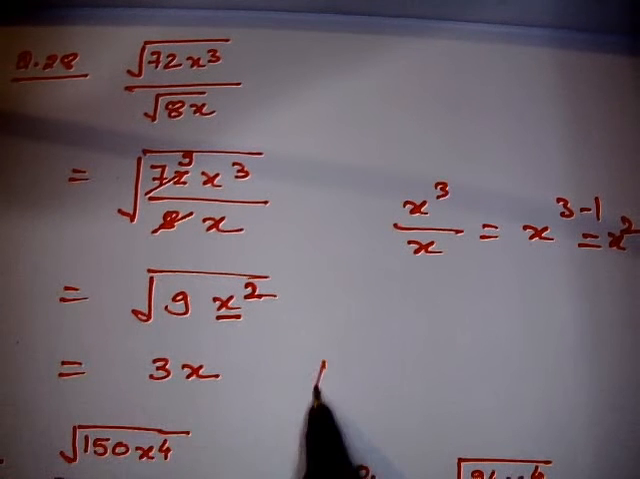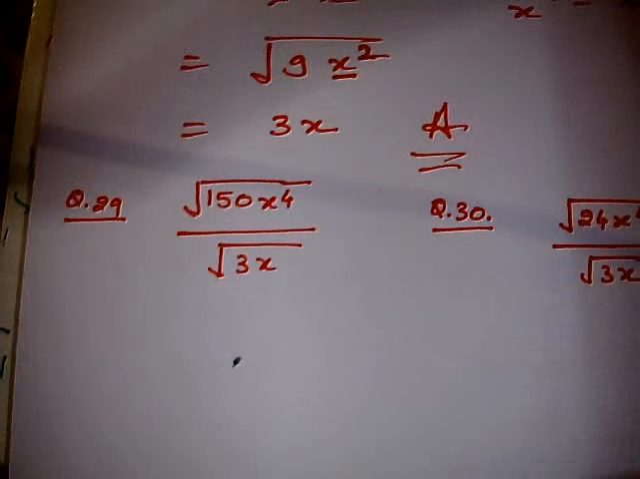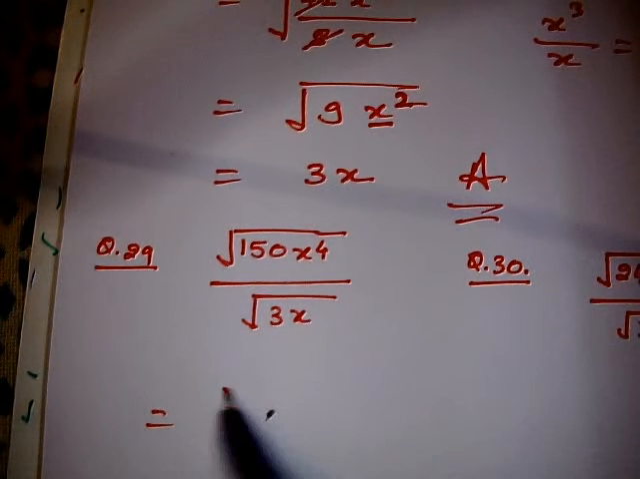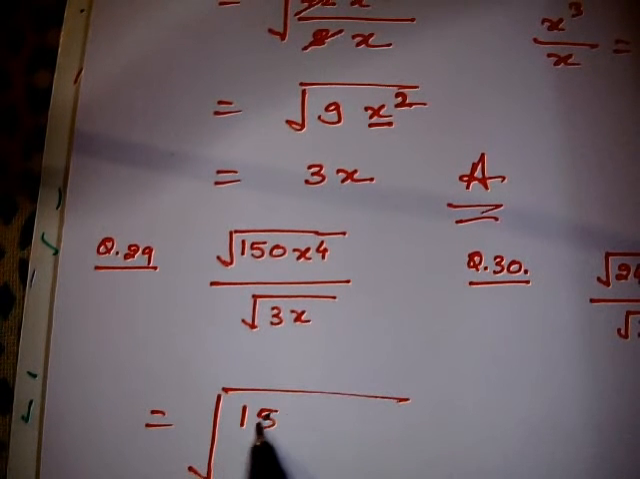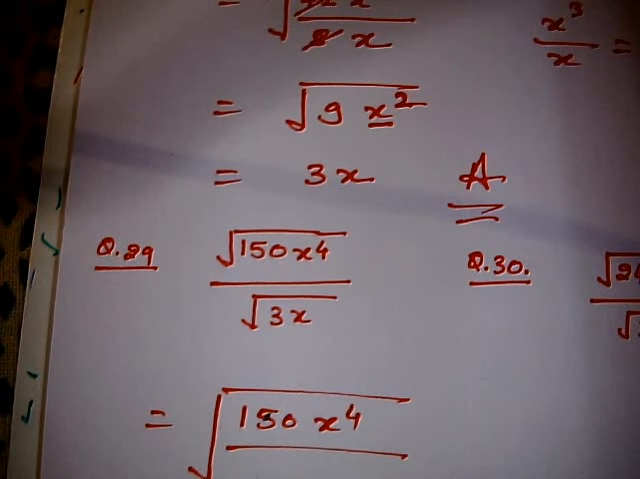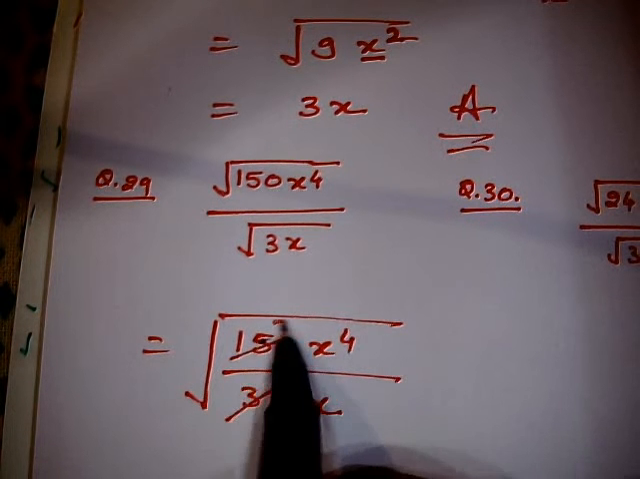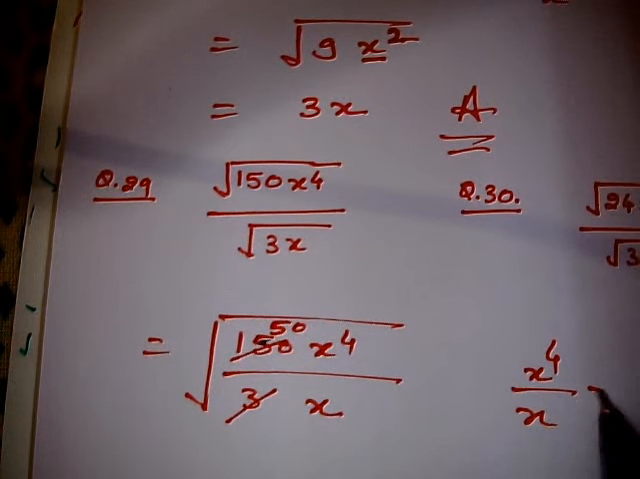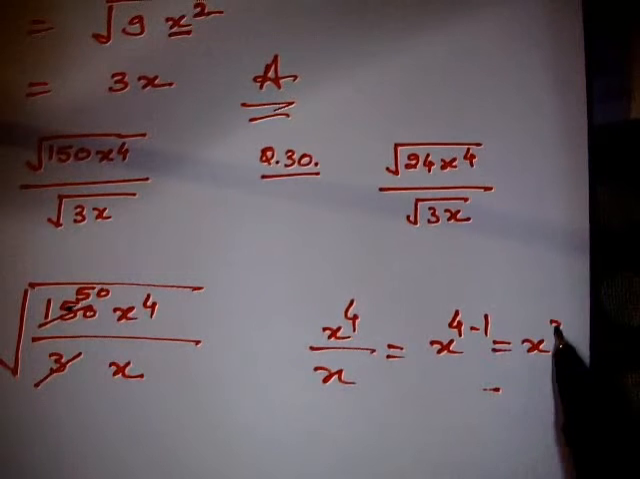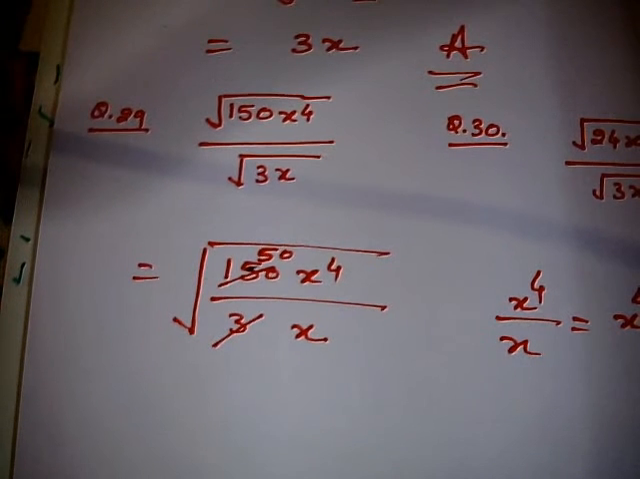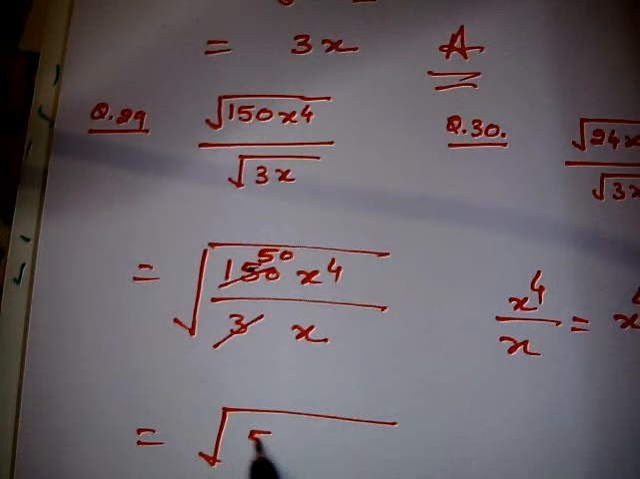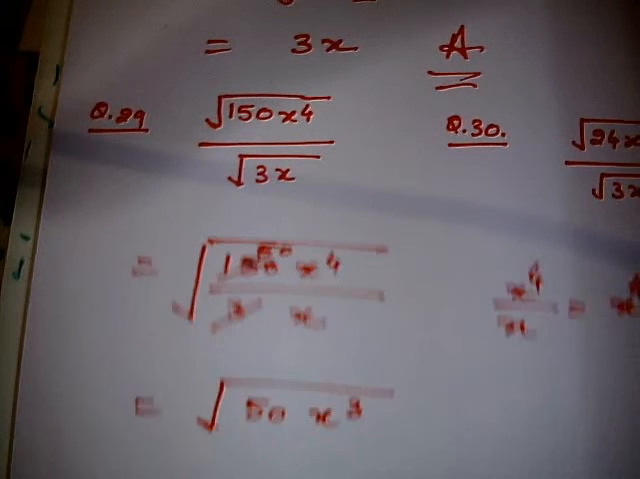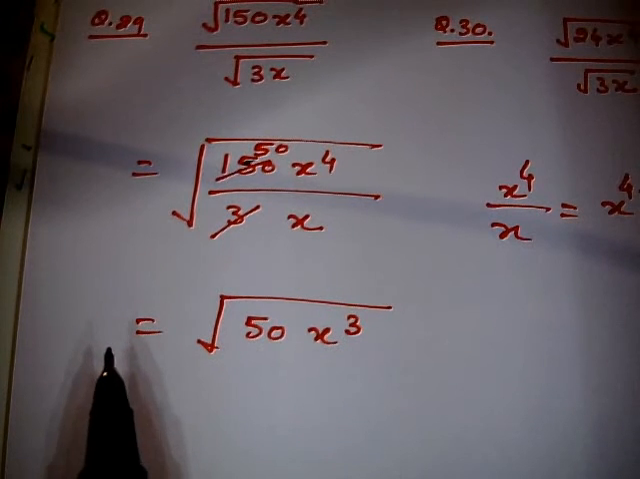Now I'll come to this question, and here also I'll combine first, so I'm going to write 150x to the power 4 upon 3x. Okay, now divide this, so this is going to be 50 times, and this is x to the power 4 upon x, means x to the power 4 minus 1 is going to come x cube. Okay, now I'm going to write over here, this is 50x cube. Okay, now 50 is not a perfect square of any number, so what I will do, I will factor out first.